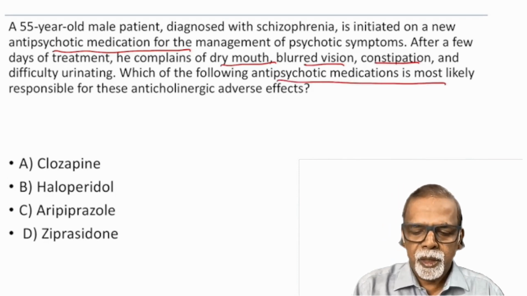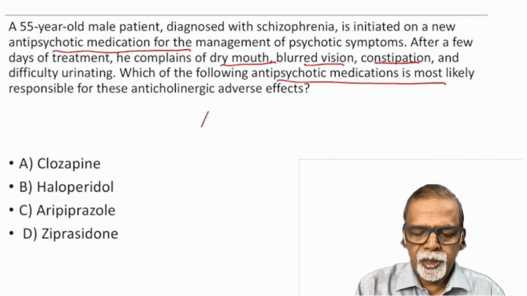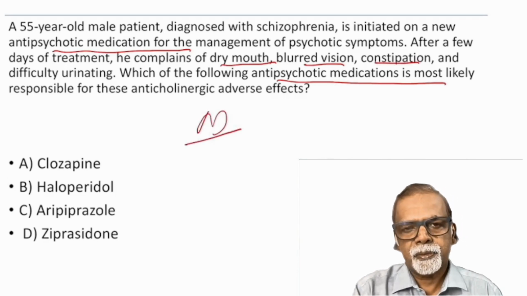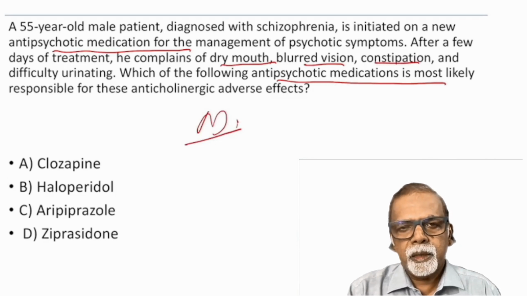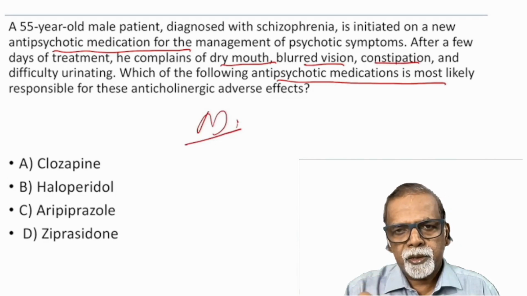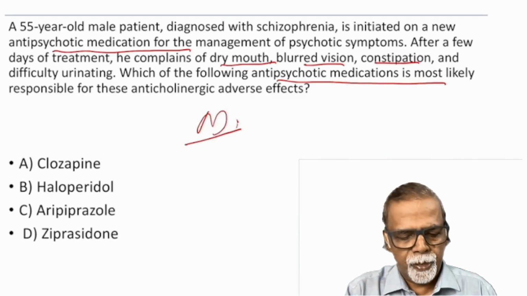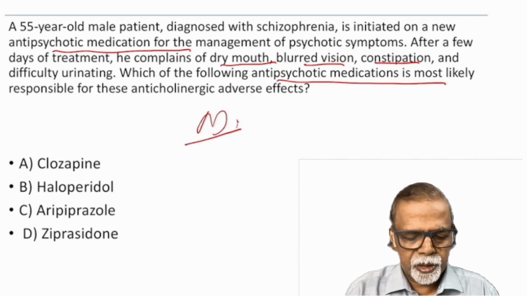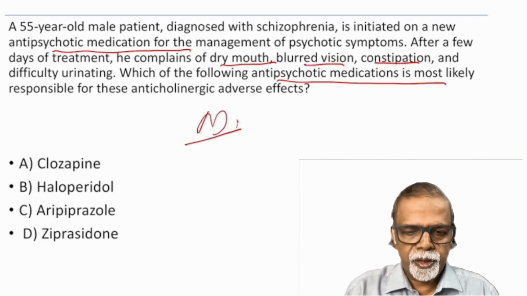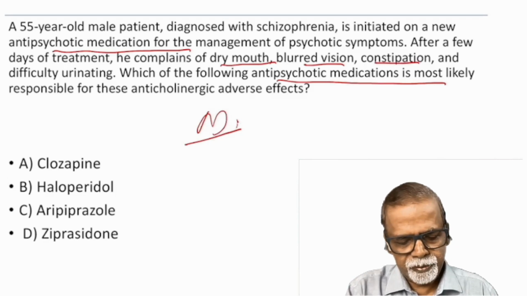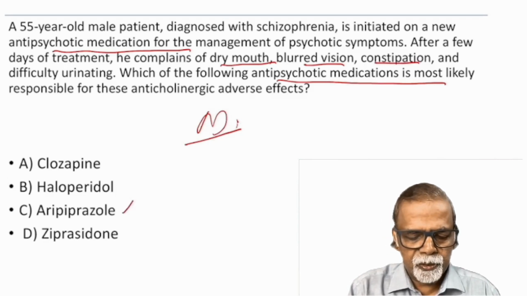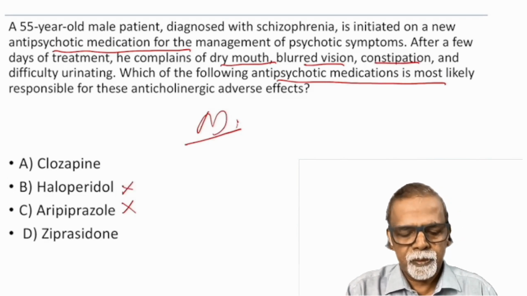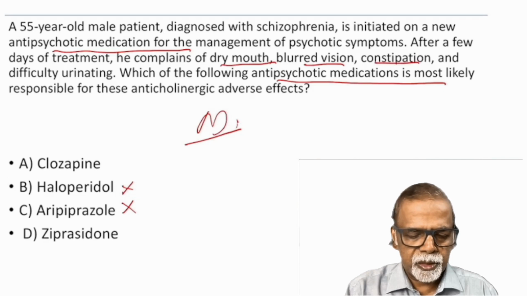As mentioned, antipsychotics can act on the muscarinic receptors. And dryness of mouth and other things are due to the anticholinergic action. So here, which is the drug which is more likely to produce anticholinergic action? We already mentioned aripiprazole, unlikely. Haloperidol has less chance. And the remaining two drugs are clozapine and ziprasidone.